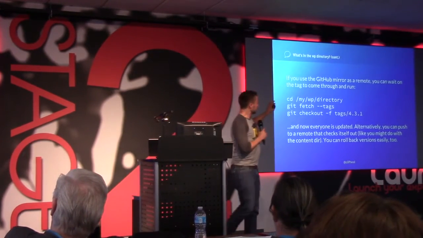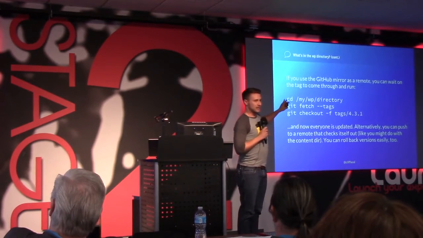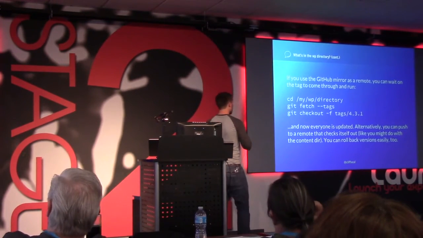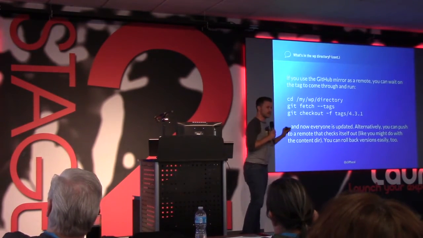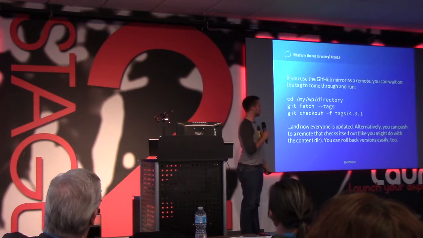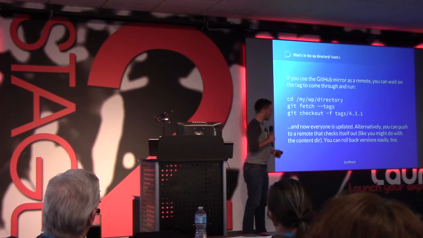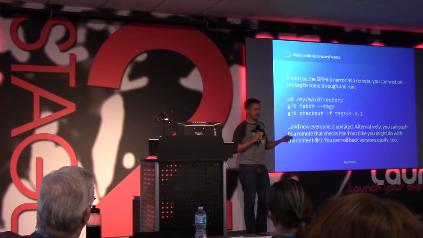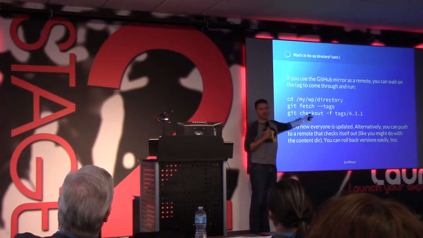So we use, like I mentioned, a GitHub mirror as the remote here so that we have a controlled version of WordPress checked out on the server. So think about whenever this was. Last week, I think it was? Yeah. So last week, 4.3.1 came out.